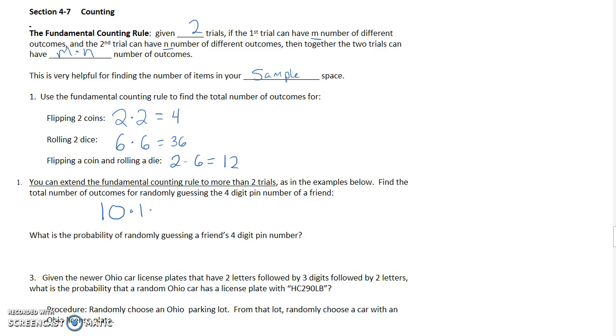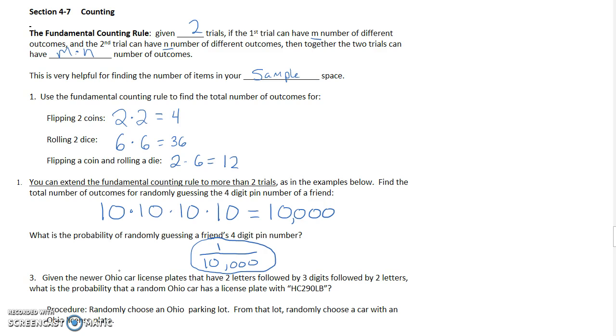Times, same thing for the second, right? Times how many for the third number? There are 10 different ways. And then finally for the fourth, this is 10. 10 times 10 times 10 times 10 is 10,000. So there are 10,000 different outcomes for your friend's PIN number. What is the probability of randomly guessing your friend's 4-digit PIN number? Well, they only have one combination that they've chosen out of 10,000 to choose from. So the probability that you guess your friend's PIN number is 1 out of 10,000. That would be pretty unlikely, correct?